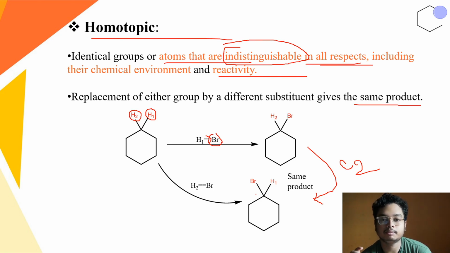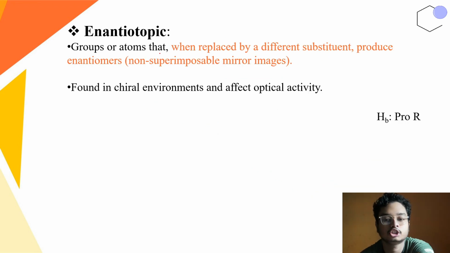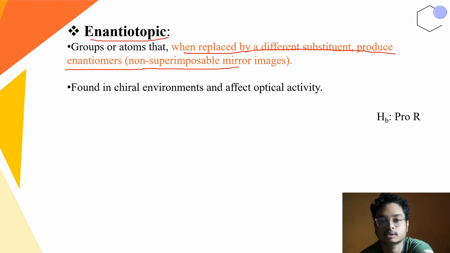So they are homotopic in nature. Also, from the symmetry point of view, if the molecule contains a Cn axis, where n can be anything, then the groups must be homotopic in nature. Okay. Next is the enantiotopic. Enantiotopic groups or atoms, when replaced by a different substituent, produce enantiomers, that is, non-superimposable mirror image relationships, and are found in a chiral environment and affect the optical activity.